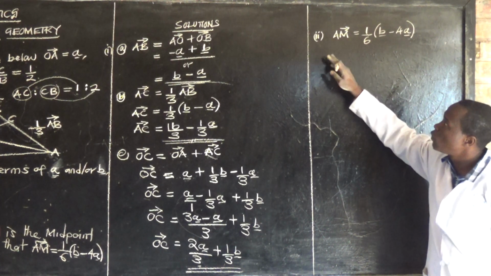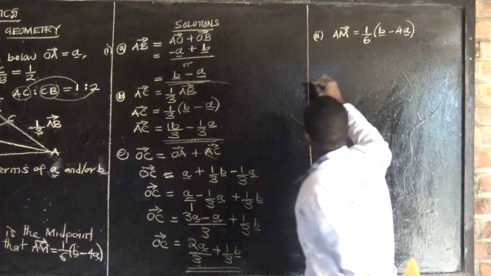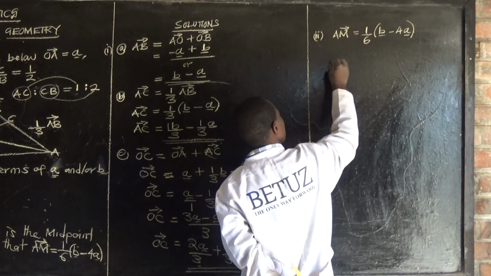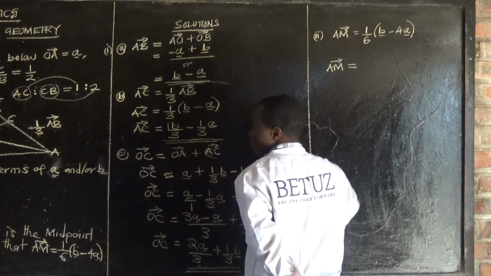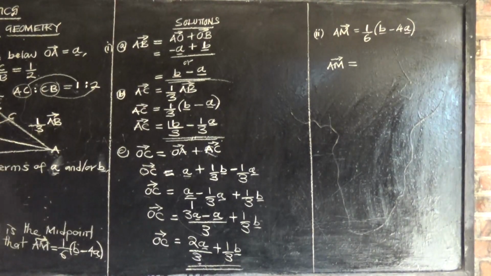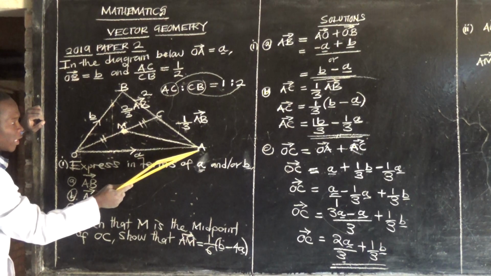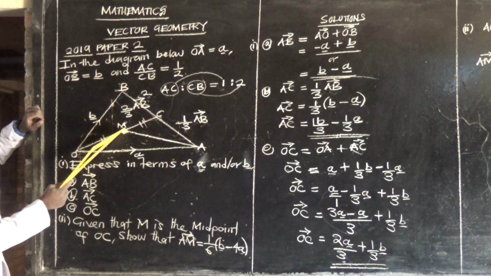AM. So how can we move from A to M? Look at this one, people. How can we move from A to M? Right? So how can we move?